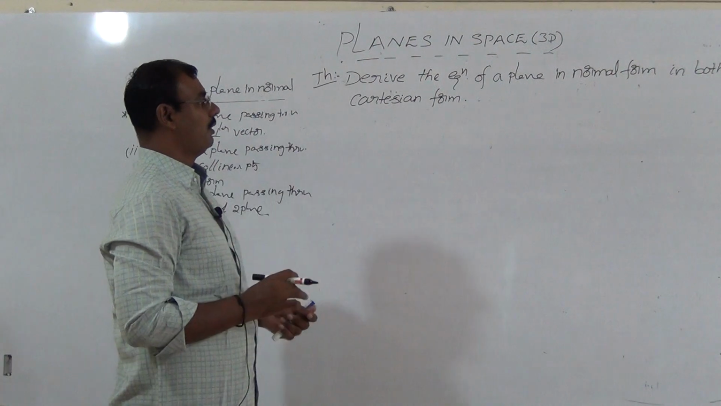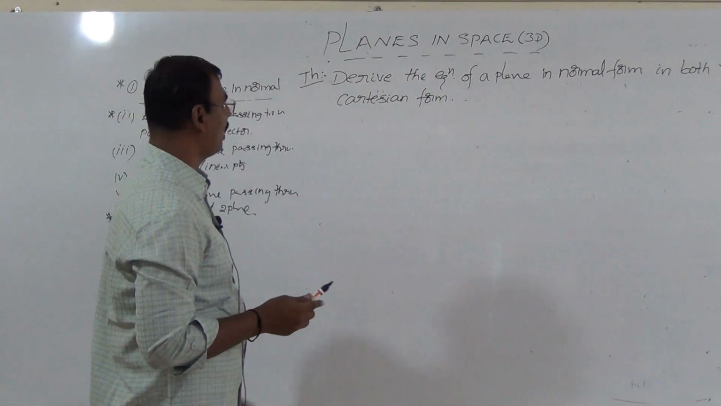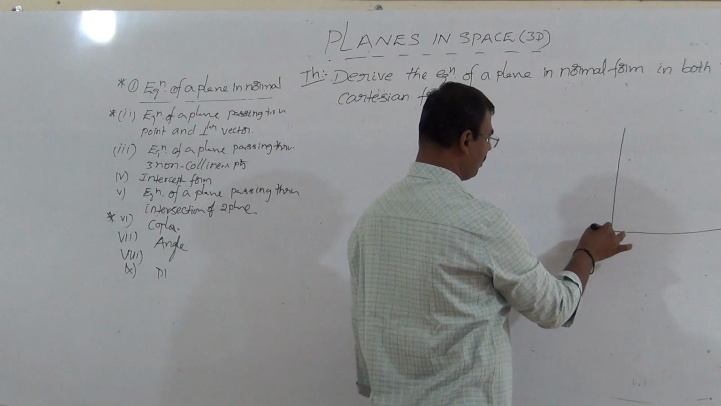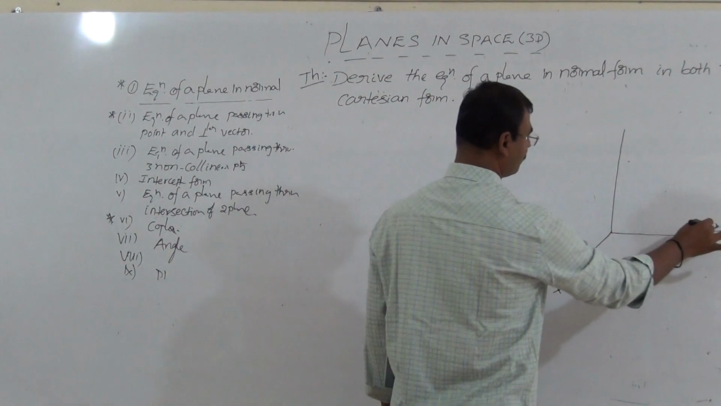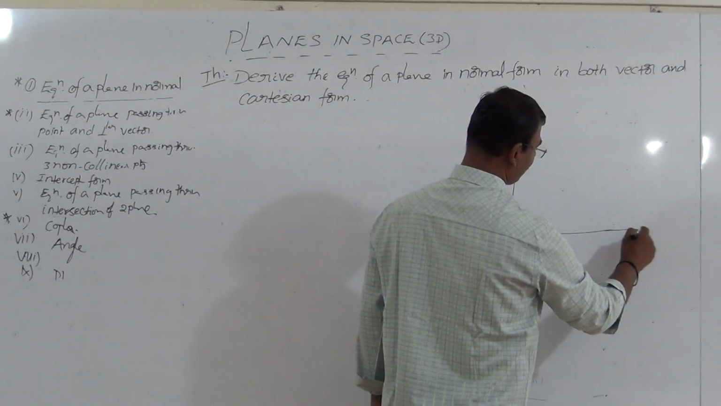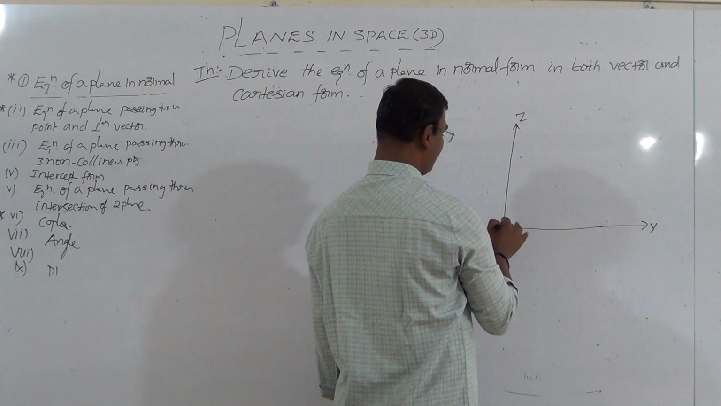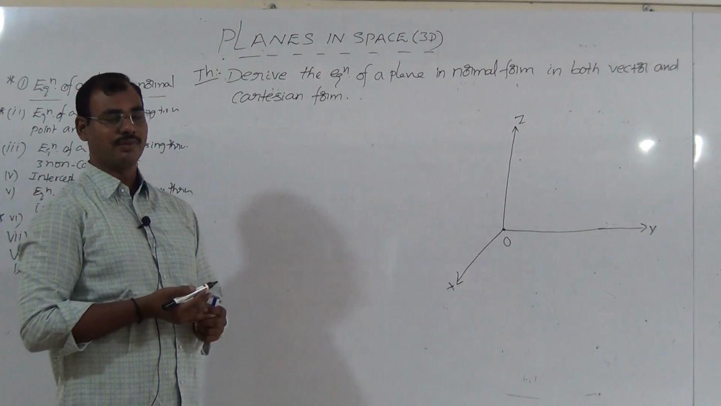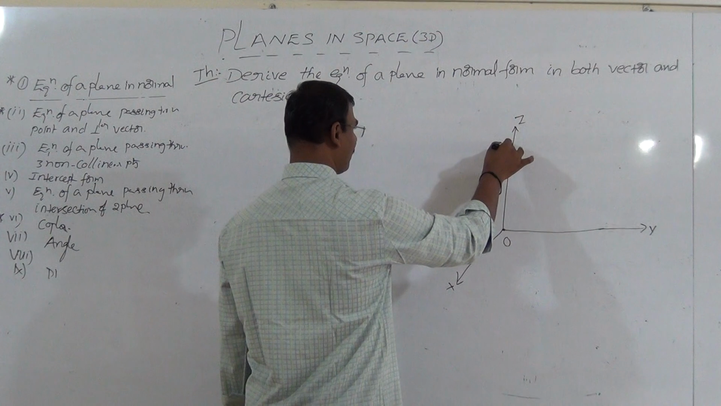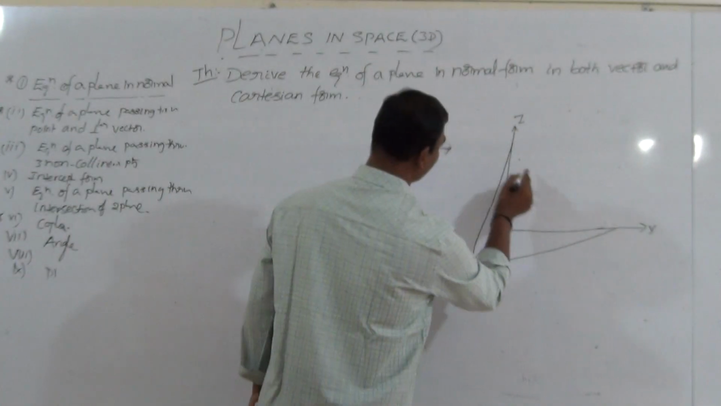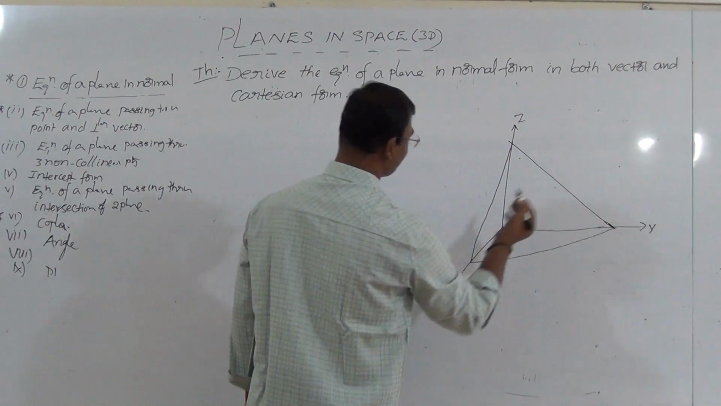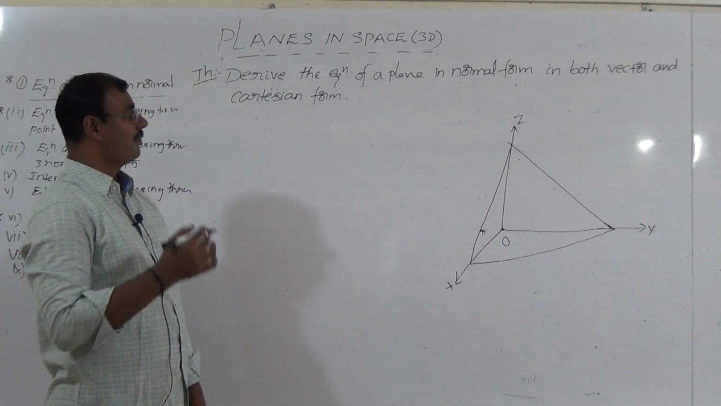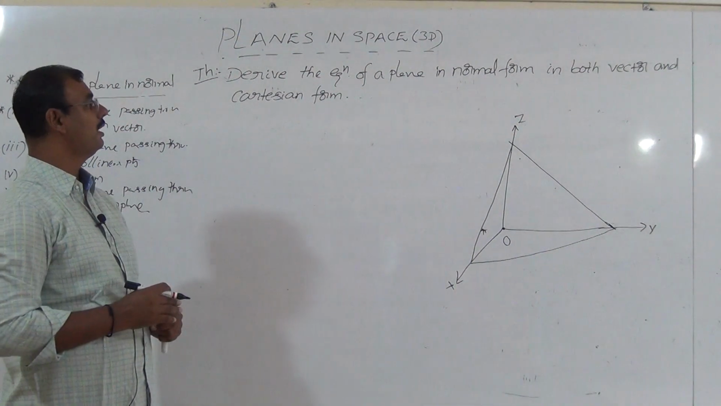How to derive the equation of a plane in normal form? We have to take a Cartesian system in space. So let us take three-dimensional geometry: x-axis, y-axis, z-axis. This is called the origin. A plane is nothing but a surface, we all know. So I take the surface like this. This is the surface of a plane. This is called a plane. A plane is generally denoted by the letter pi.